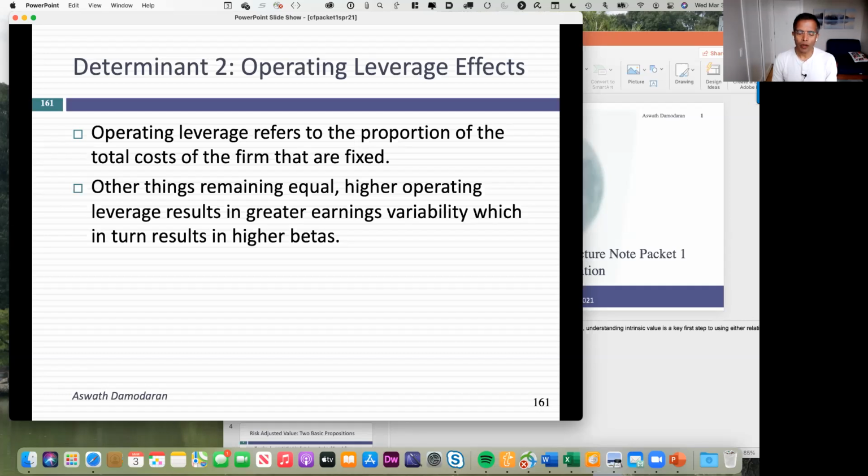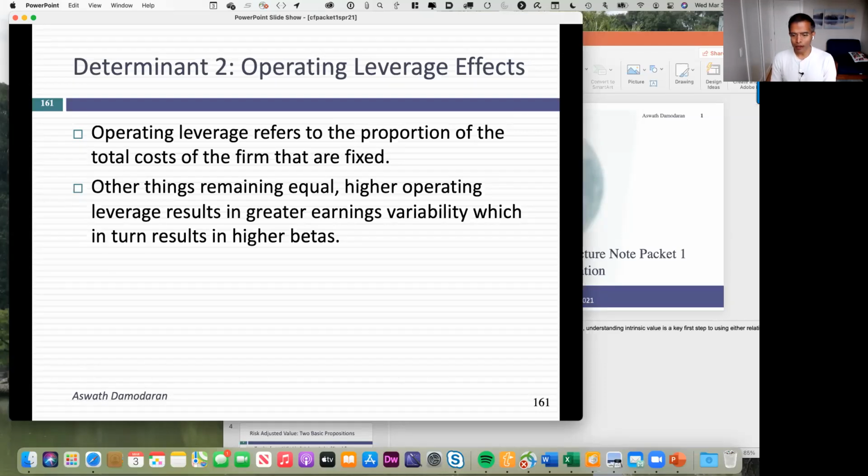I'm going to state a proposition. Let's talk about why this holds. The greater the proportion of your costs as a company that are fixed costs, the higher your beta will be. Let me repeat that again. The greater the proportion of costs that are fixed costs, the higher your beta will be as a company.